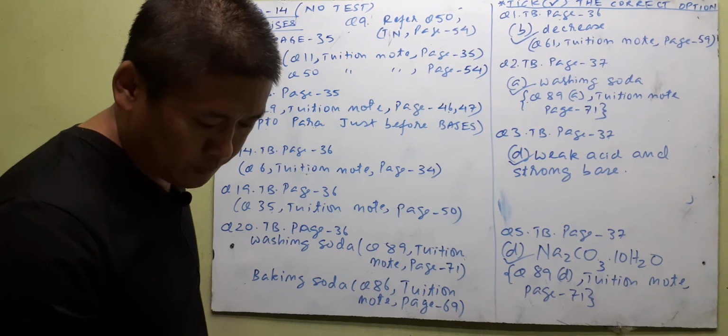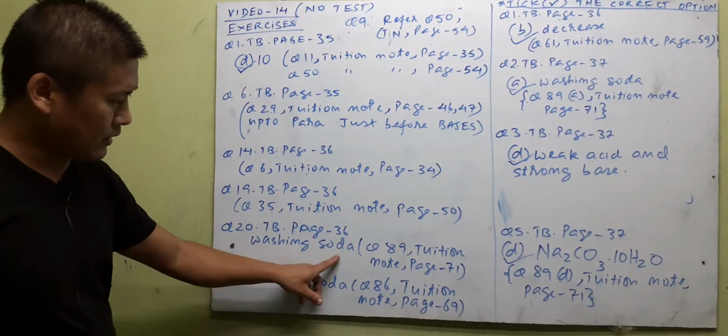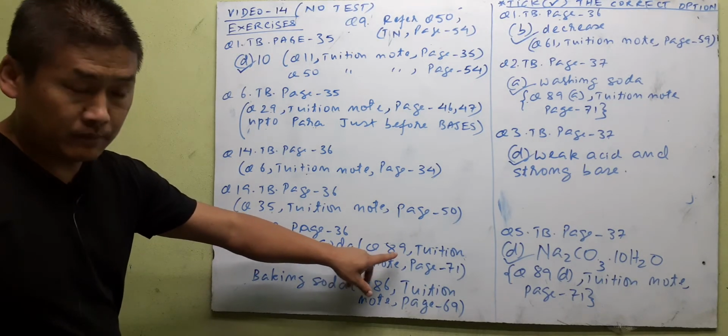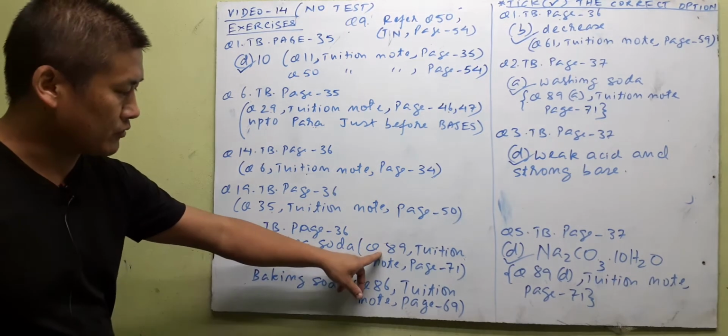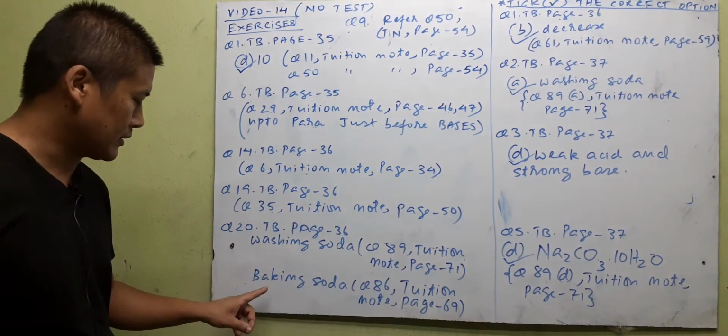Let me read. Give 2 important uses of washing soda and baking soda. Direct, so washing soda, you will find uses. Many are there. You pick any 2 important uses. Question 89, tuition note, page 71. So many uses, pick 2 uses.